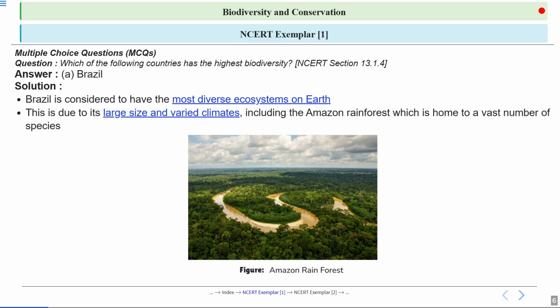So, why is Brazil so diverse? Why does it have such a large number of species? Why is there a lot of biodiversity? This is due to its large size and varied climate. It also has the Amazon rainforest, which is home to a vast number of species. In this image, you can see the Amazon rainforest. They are also known as the lungs of the earth because they fix atmospheric carbon dioxide by the process of photosynthesis, and they produce oxygen. So basically, they are cleaning up the air.